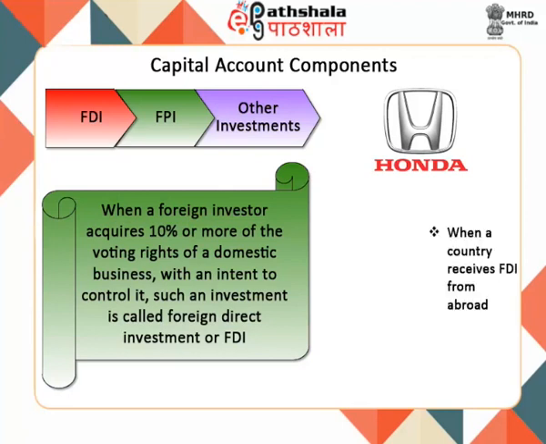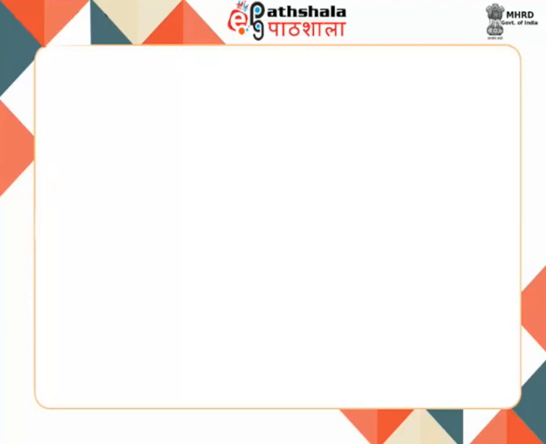When a country receives FDI, capital flows into the country and hence it is recorded as a credit item in the capital account of the BOP statement. On the other hand, when a country makes FDI abroad, capital flight takes place. Hence, it is recorded as a debit item in the BOP.